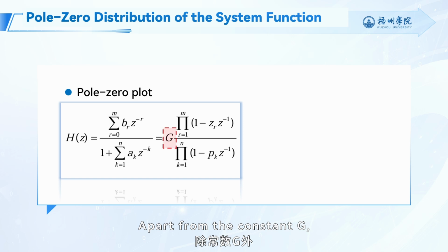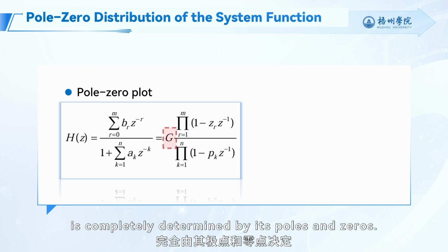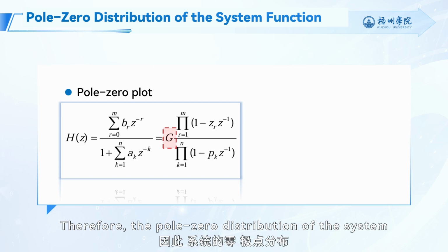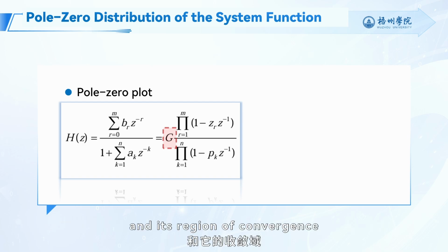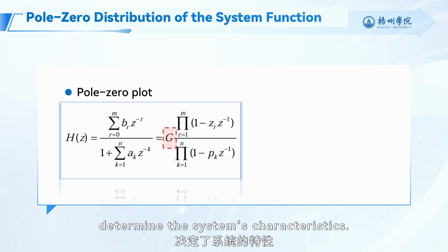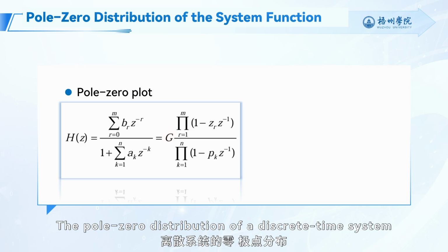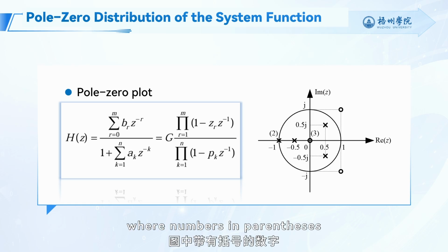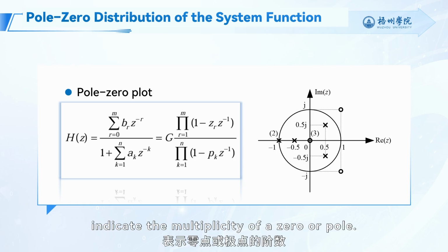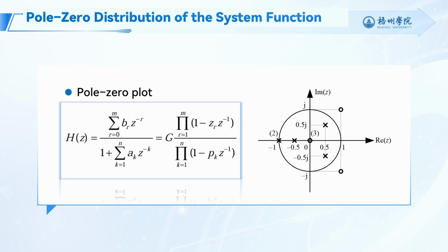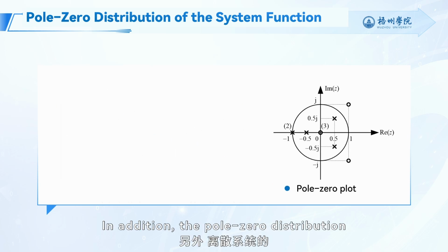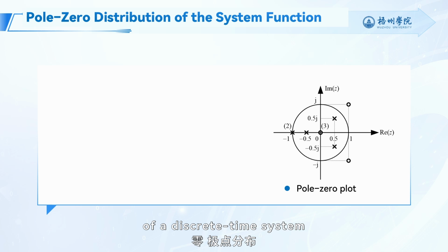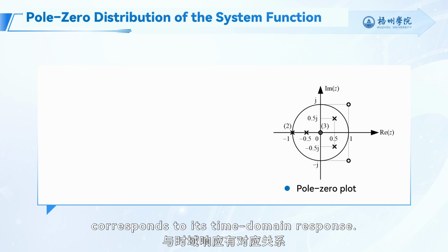Apart from the constant G, the system function is completely determined by its poles and zeros. Therefore, the pole-zero distribution of the system and its region of convergence determine the system's characteristics. The pole-zero distribution of a discrete time system is shown in the figure, where numbers in parentheses indicate the multiplicity of a zero or pole. In addition, the pole-zero distribution of a discrete time system corresponds to its time domain response.